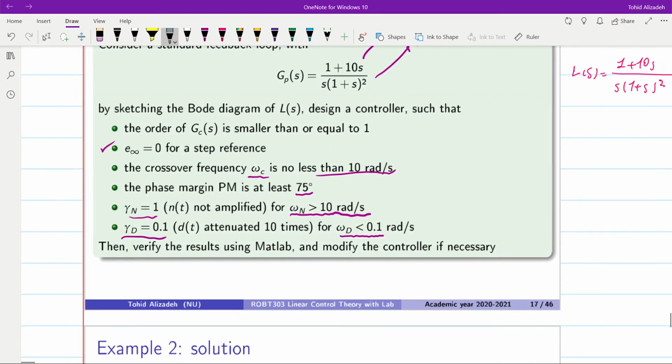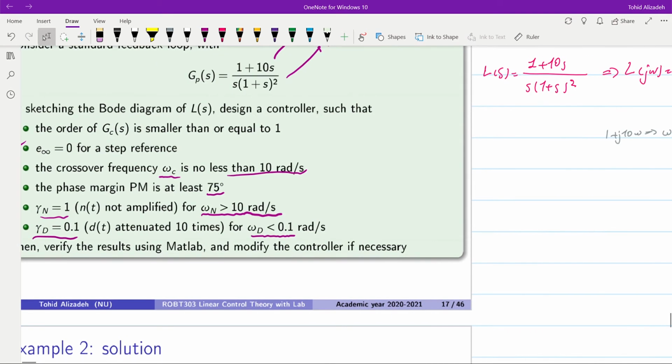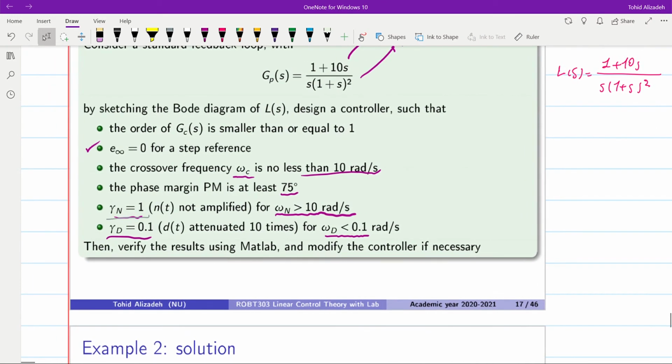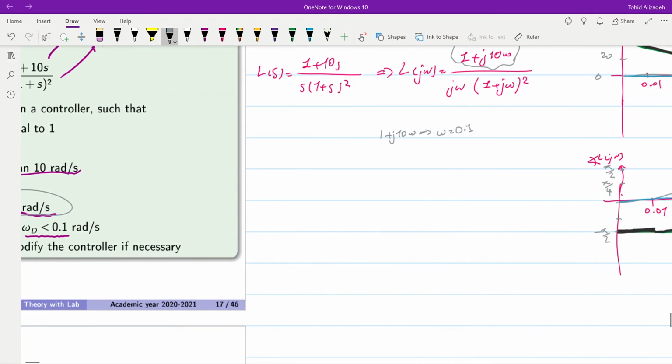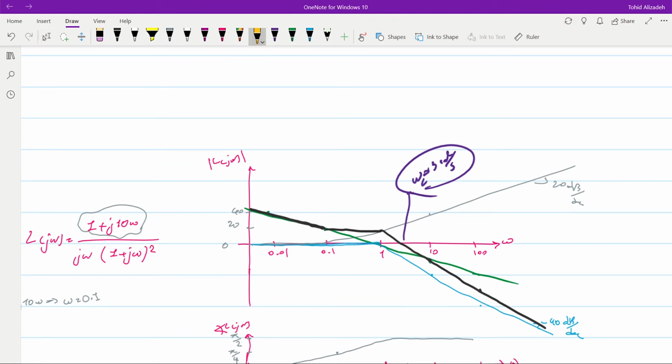We also need to determine the dangerous zones for the disturbance rejection and noise attenuation. For the noise, we need to have the amplitude bigger than 0 dB for this range of frequencies. So the dangerous zone for the noise will be this area.